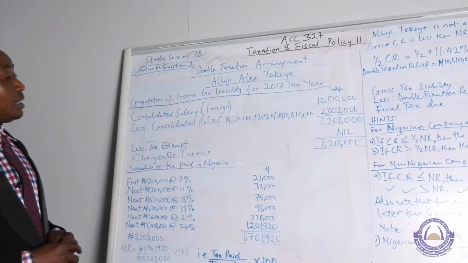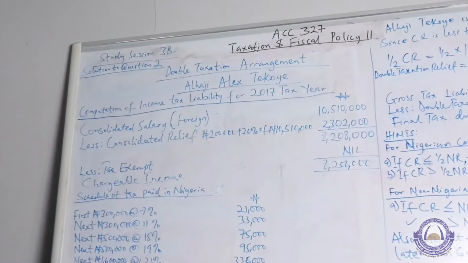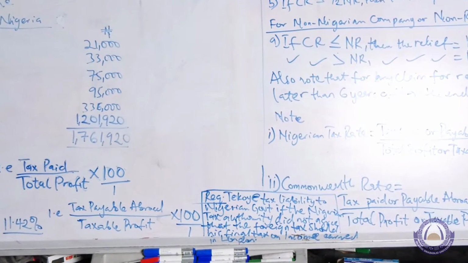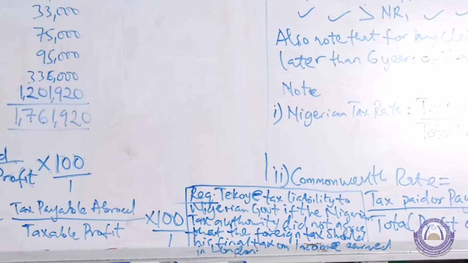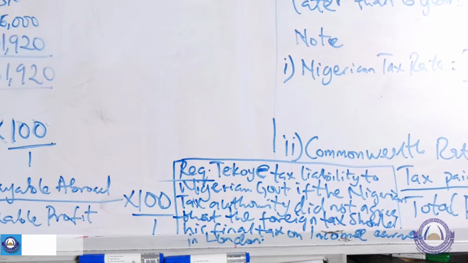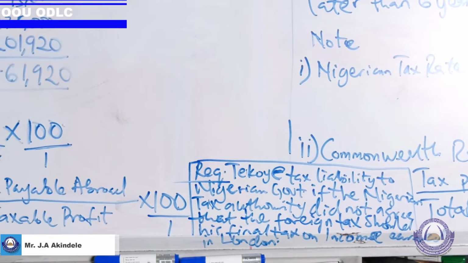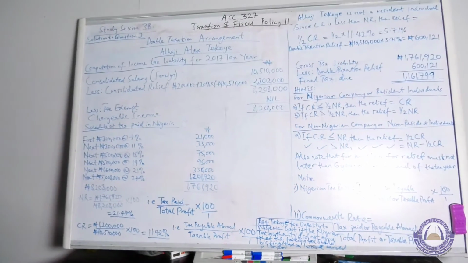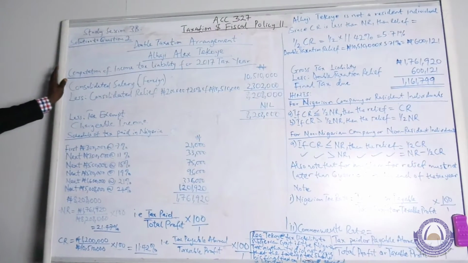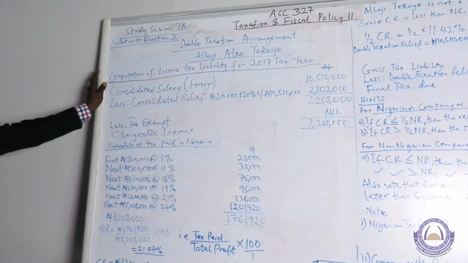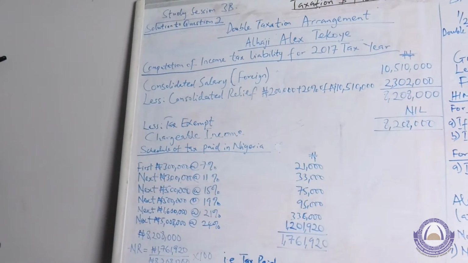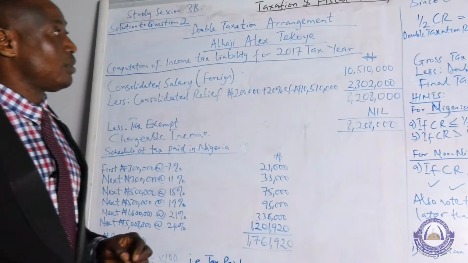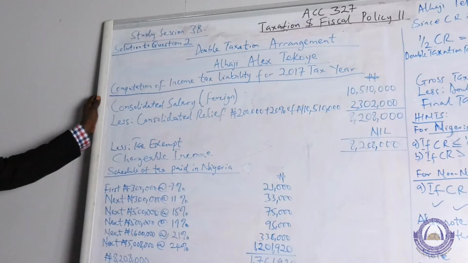The question is about double taxation. The requirement of the question is for us to consider Alhaji Tekoye's tax liability to the Nigerian government if the Nigerian tax authority did not allow him to treat the foreign tax as tax on his income earned in London. So we look at the computation of his tax liability for the 2017 tax year. The consolidated salary for Alhaji Tekoye, for the foreign income only, is 10,510,000 naira. That was given in the question.